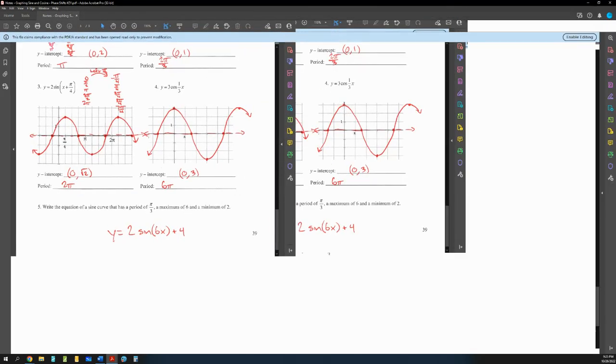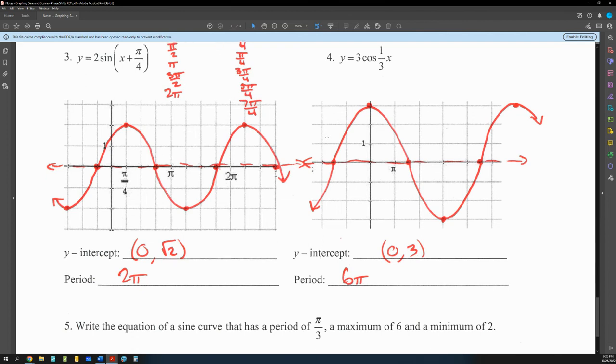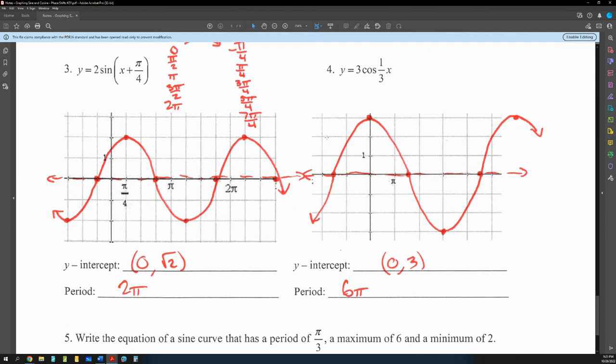All right, so here are the answers. So for number 3, here is the graph. The y-intercept is going to be 0, square root of 2. If you were to plug in 0 here, you'd have 0 plus pi fourths, which is pi fourths. We'd have 2 times the sine of pi fourths. Well, the sine of pi fourths is root 2 over 2, so times 2 is going to be just root 2. There is no b value, so this is just our normal period, 0 to 2 pi.